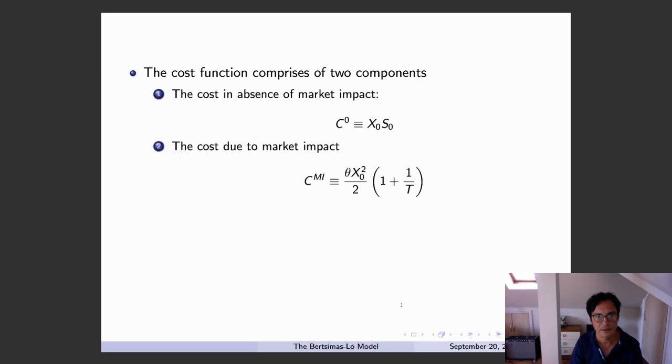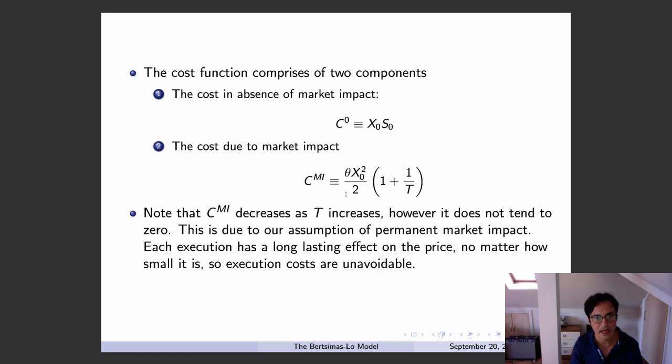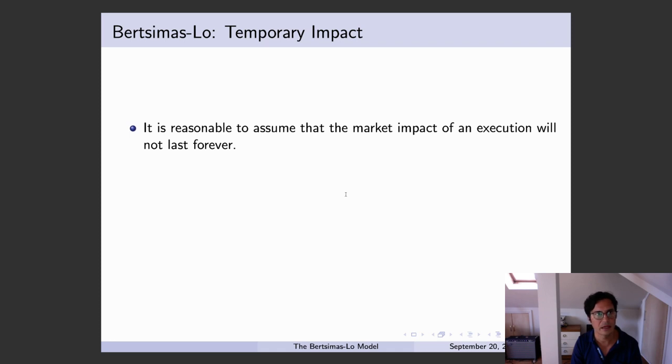Okay, so we're seeing two components: the cost in the absence of market impact and the cost due to market impact. That's a comment we gave earlier. So as T increases, the impact decreases, but we cannot get to 0. So some cost is unavoidable.